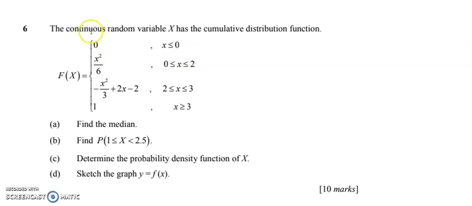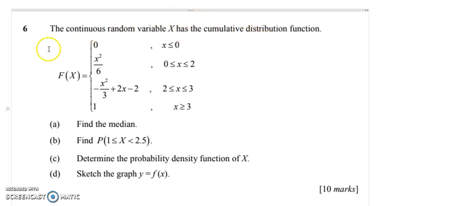Hi everyone. So come to question number 6 in section B. The continuous random variable x has the cumulative distribution function, which is given as F(x). Then we can see that there are 4 intervals. For x less than 0, it's 0. 0 to 2 is x squared over 6. 2 to 3, this is the function. And x greater than 3 is 1. We need to find the median.